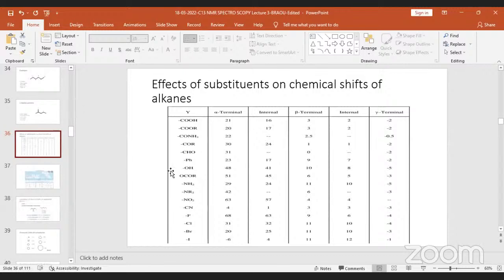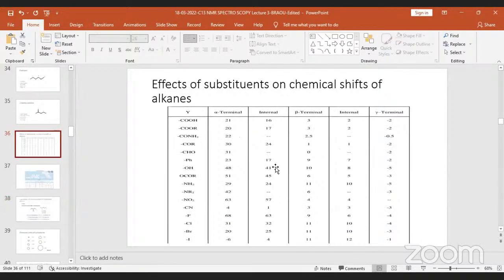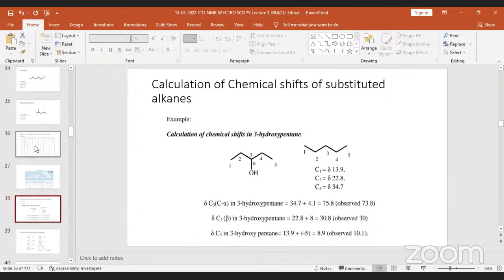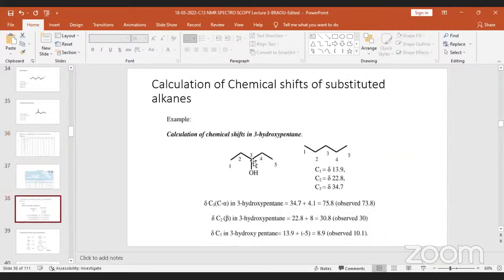If it is terminal, suppose the hydroxy is here, let us say OH, it is terminal, no? So to this you have to add not 41, but 48. If it is internal, this value. If it is terminal, this value. Suppose it is OH, 41, because it is internal. 3-pentanol is an internal alcohol. Terminal means terminal carbon.